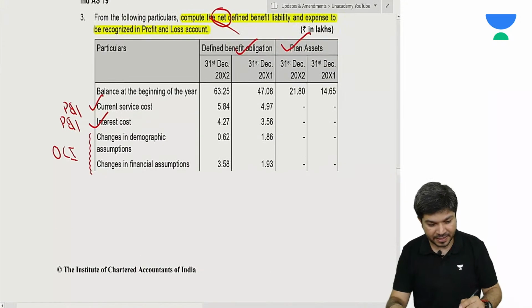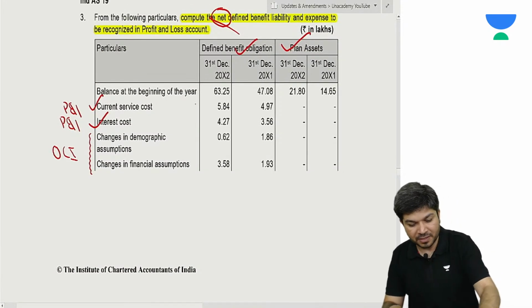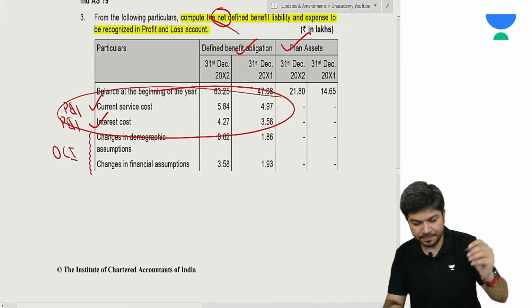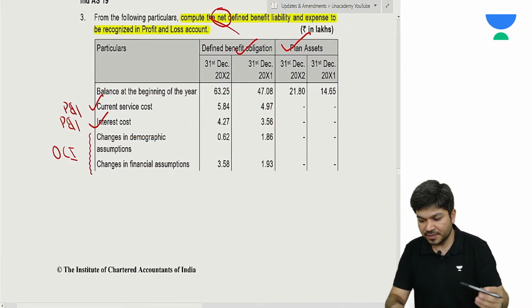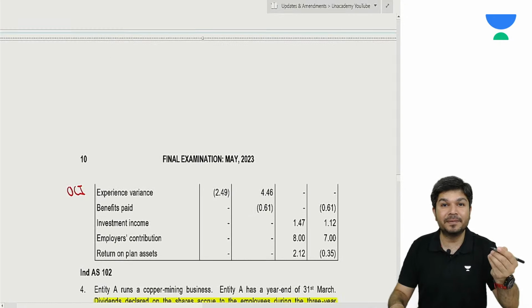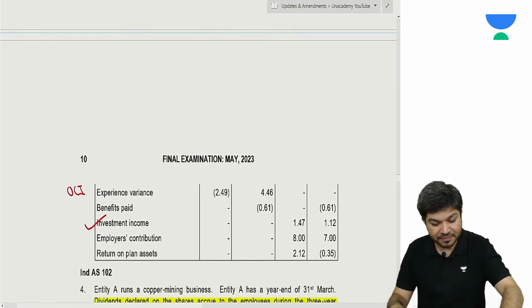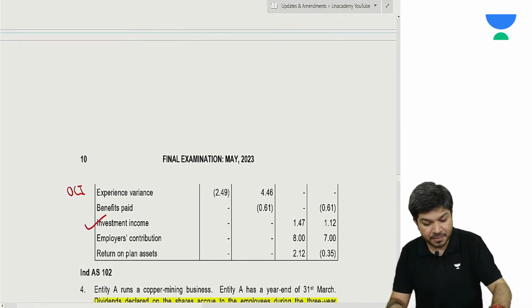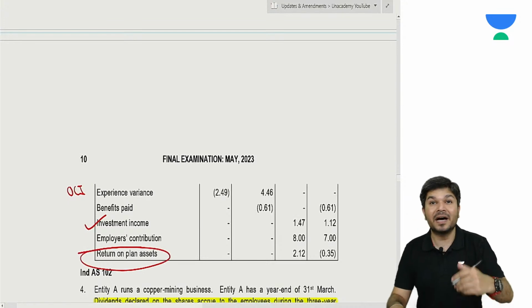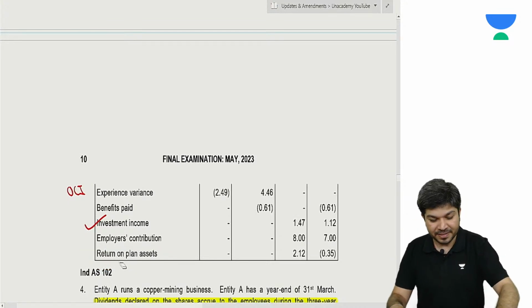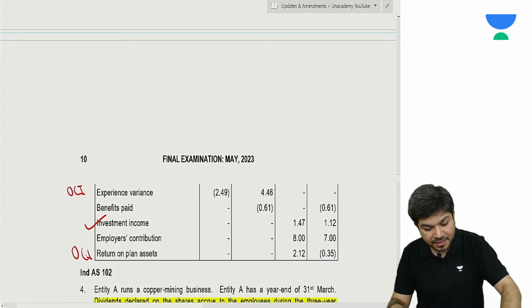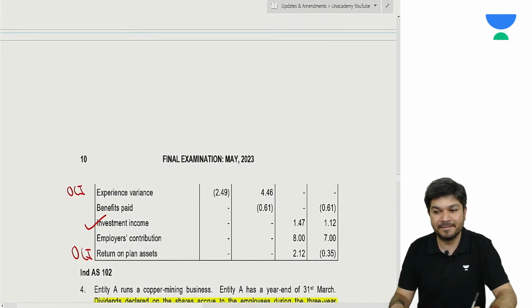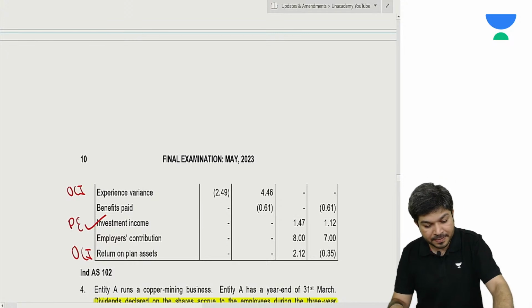One more thing was asked. What goes in your P&L? These two things will go in P&L: current service cost and interest cost. Same way interest income. Investment income is nothing but interest income, and this is return on plan asset other than interest income. Return on plan asset other than interest income goes in OCI. Do you remember? This comes in P&L.